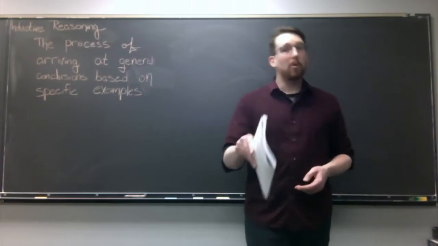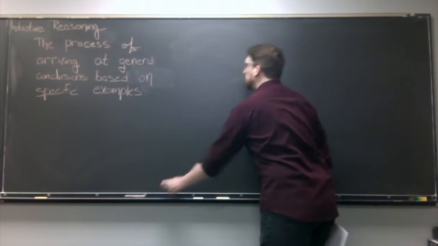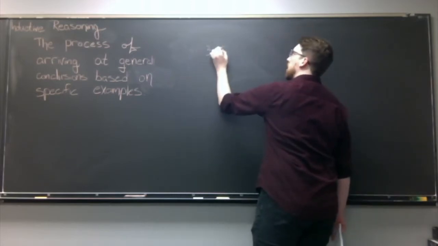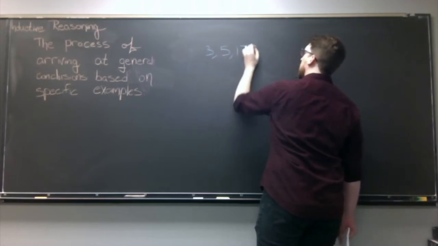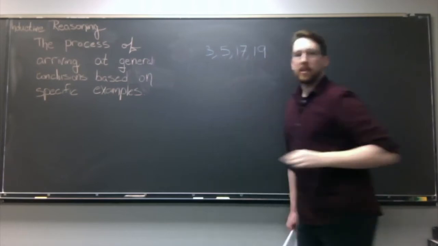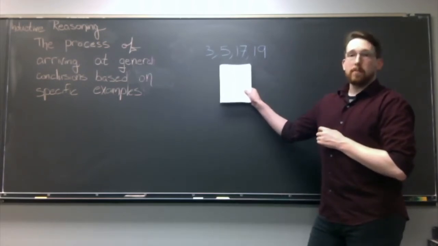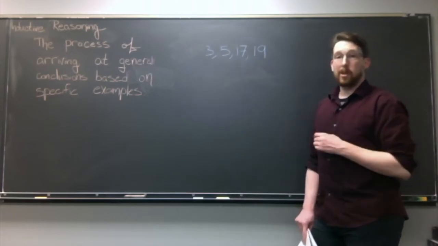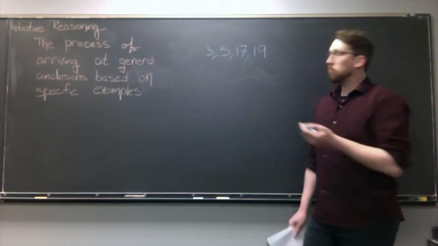As an example of what this might look like, let's say we've got a set of numbers: 3, 5, 17, and 19. Now, all of these are prime numbers. Looking at these, it seems reasonable to make the conjecture that all prime numbers are odd. Okay.